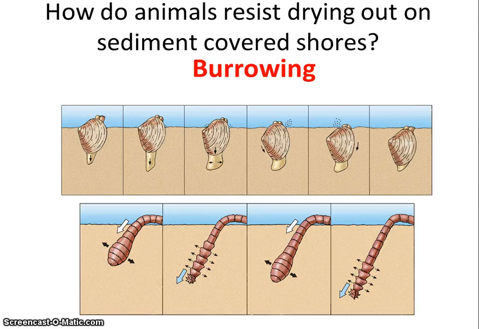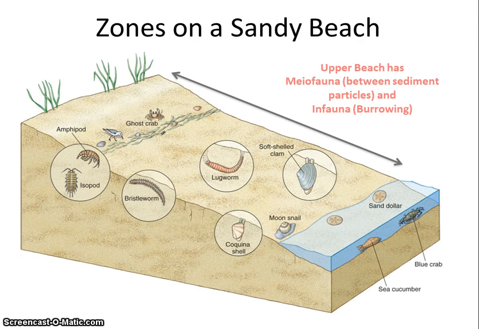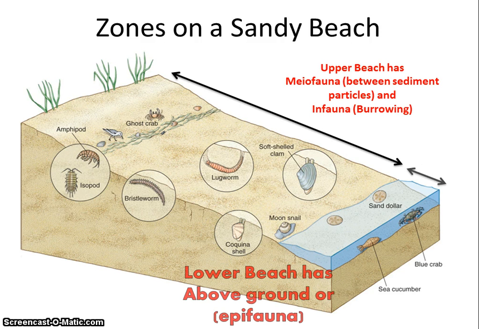Well, in order to tell you that, I have to first start talking about the different zones of a sediment-covered shore. So here's a typical sandy beach, and sandy beaches have two basic zones to them. They have an upper beach and a lower beach. The upper beach has lots of meiofaunic and infaunic animals. Meiofaunic animals would be these guys, isopods and bristleworms, tiny, microscopic organisms that aren't really any bigger than a sand particle themselves. They don't burrow, they just permanently live below the sand.